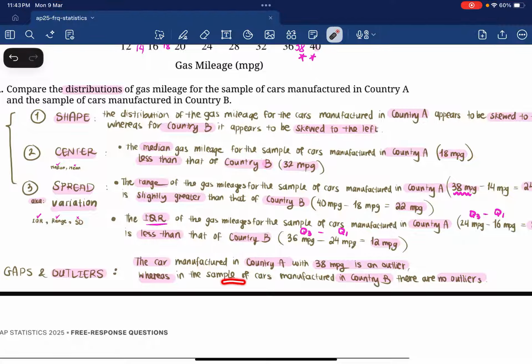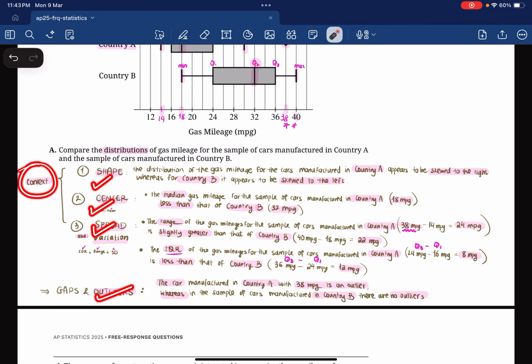Whereas the sample of cars manufactured in country B has no outliers. Notice the context. I didn't say the outlier or country A has an outlier. You say the car manufactured in country A with a value of 38 miles per gallon is an outlier, whereas in country B, the sample of cars manufactured has no outliers. And so we talked about shape, center, spread, outliers, and the context, to ensure a full mark in part A.